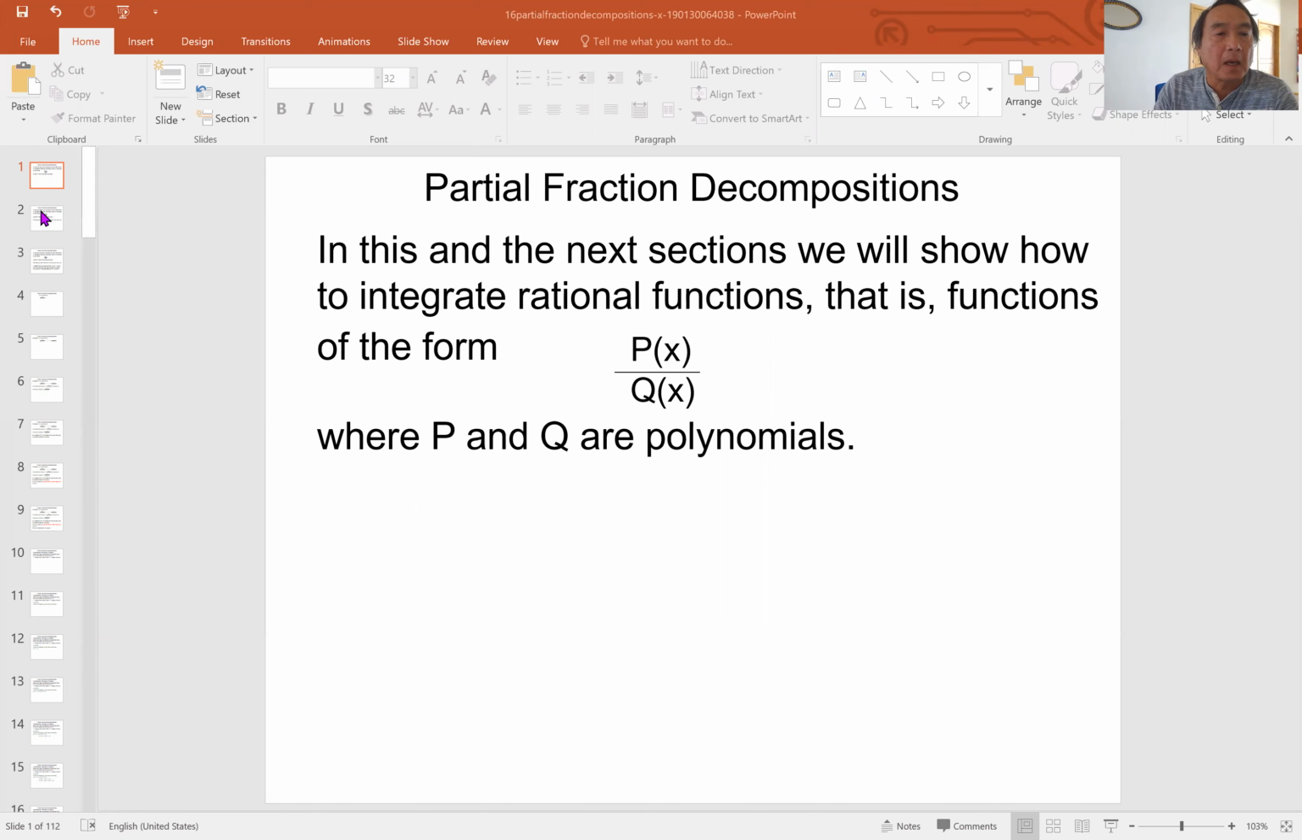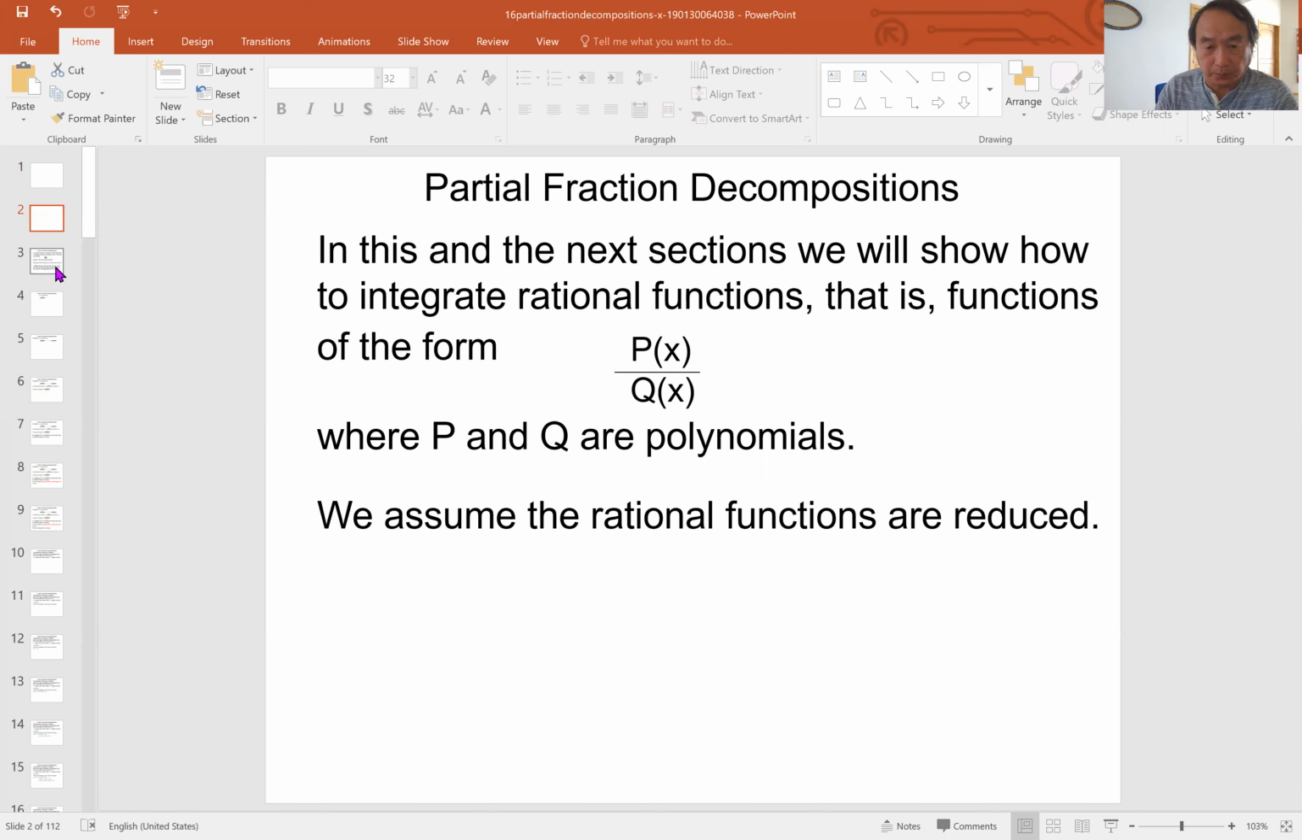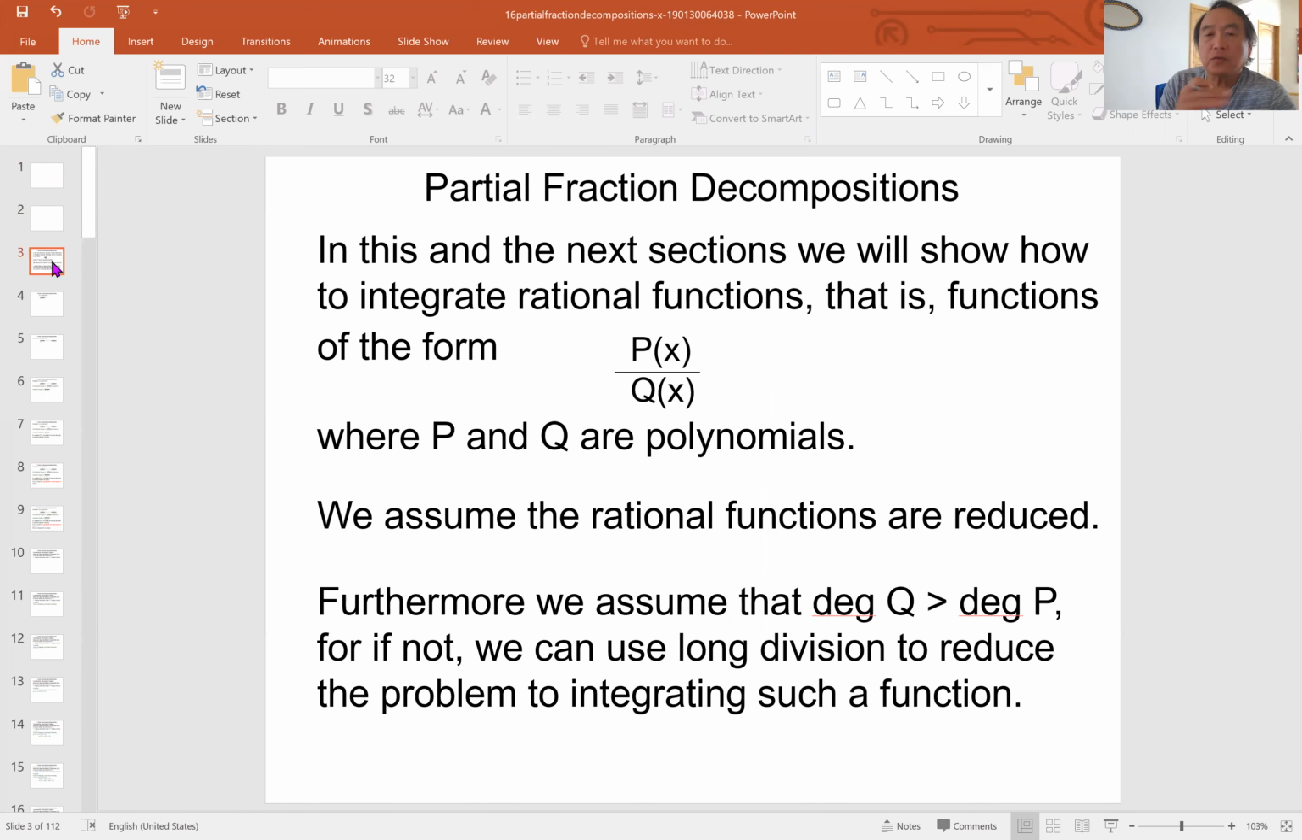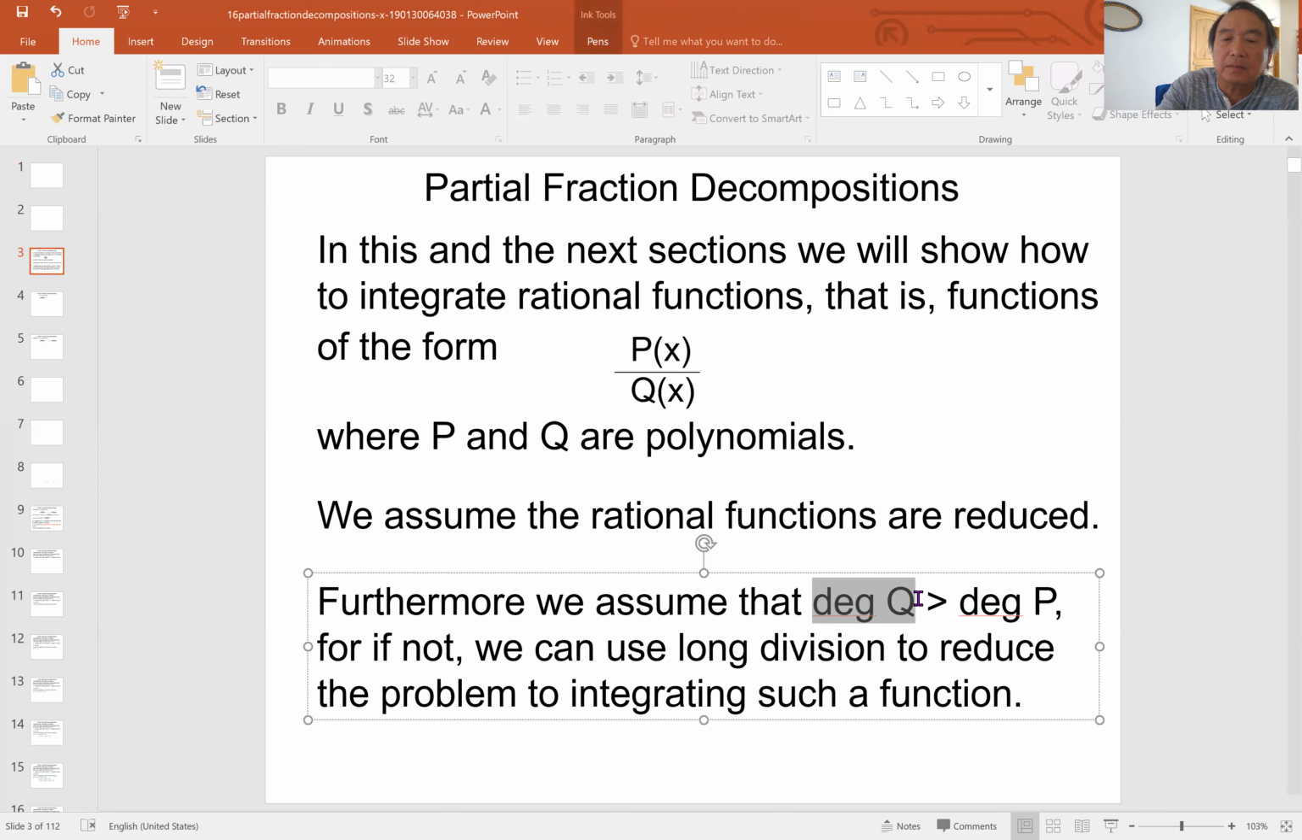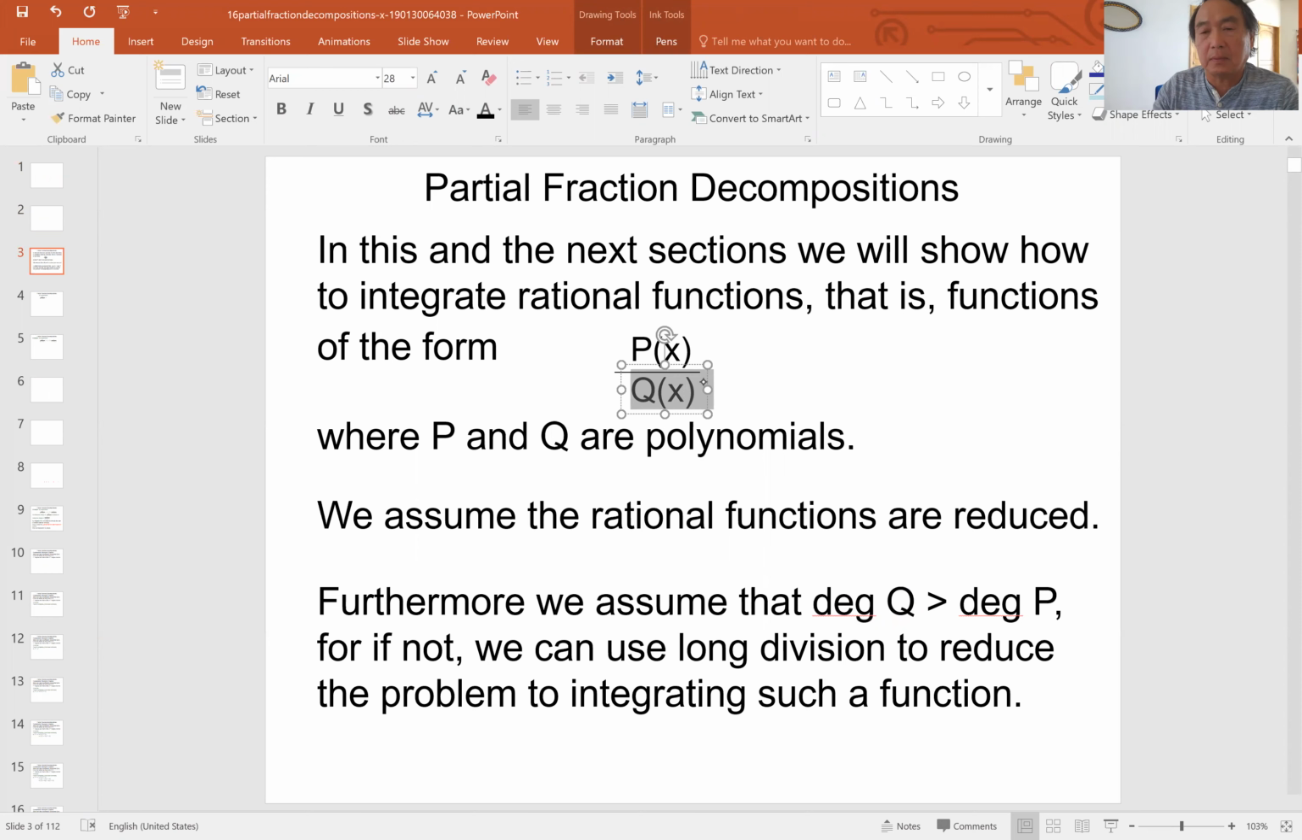Okay, and we assume we cancel all the common factors, so it's reduced. Furthermore, we assume the degree of the bottom is more than the top. Because if it's not the case, we can do long division, and then we get a bunch of polynomial in the front plus some things in this format.